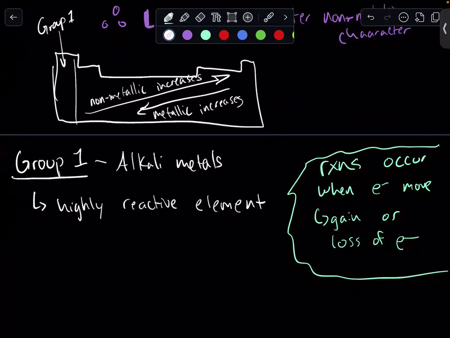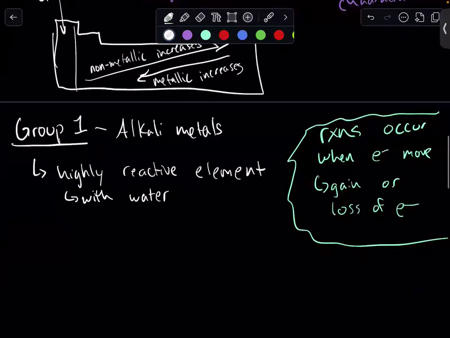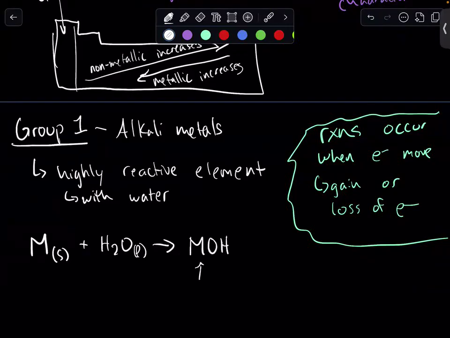Specifically, they're highly reactive with water, and they generally follow a trend. When you react a group 1 element, which I'm going to represent as M for a metal, it's an alkali metal, you have a group 1 element solid plus water, which is usually in its liquid form. You always get the same thing. You get a metal hydroxide.